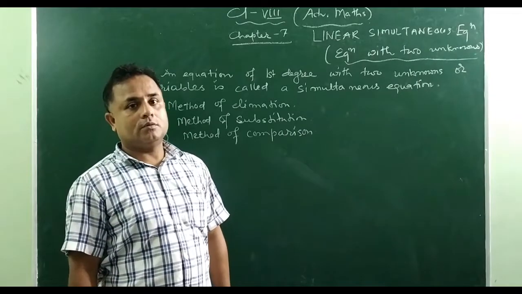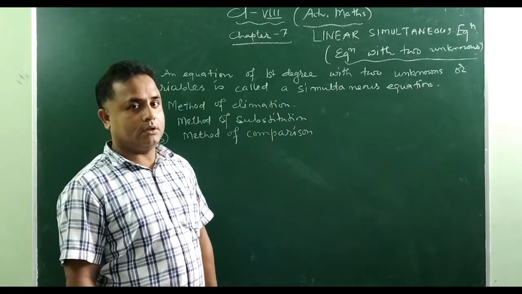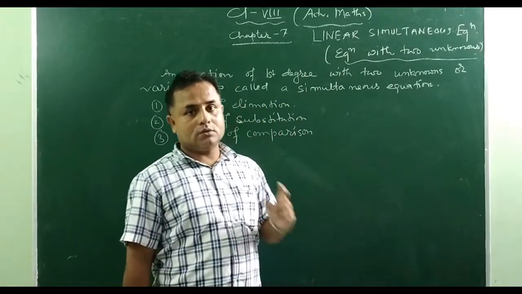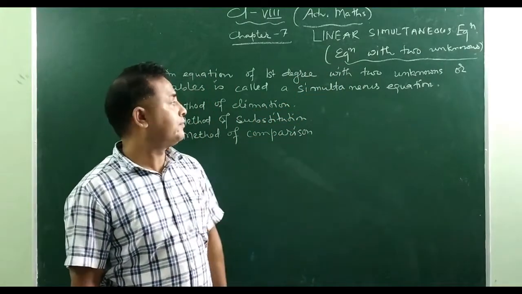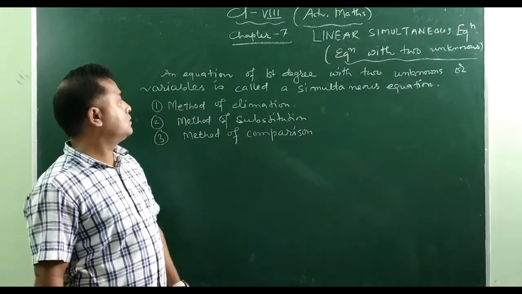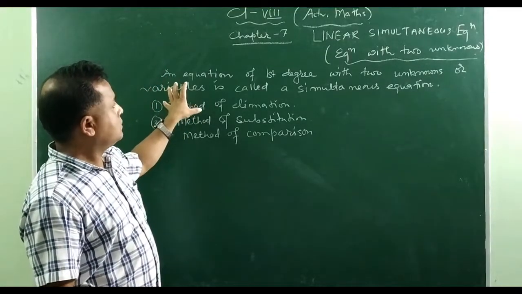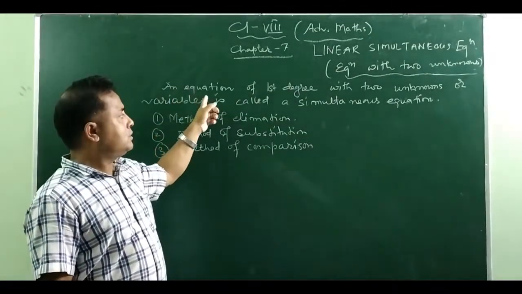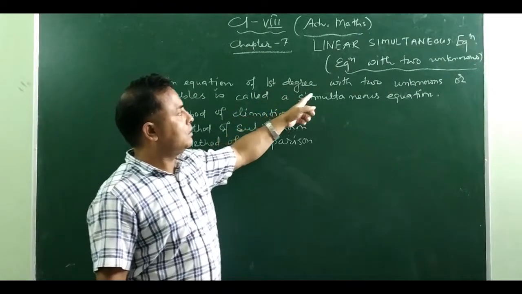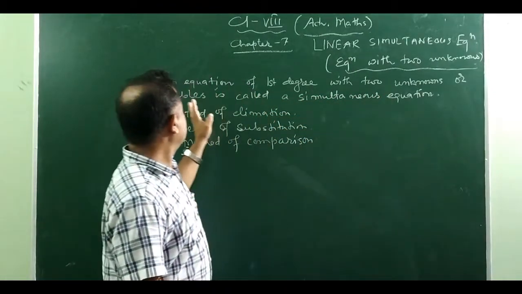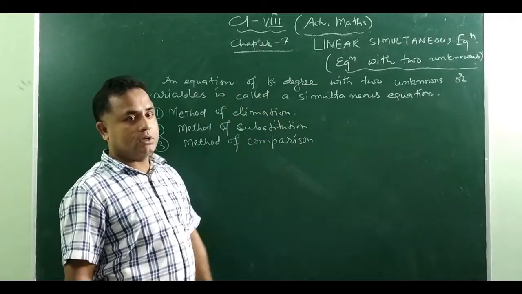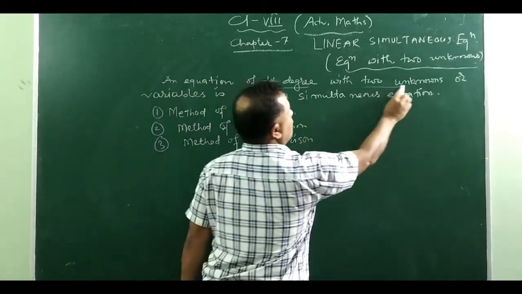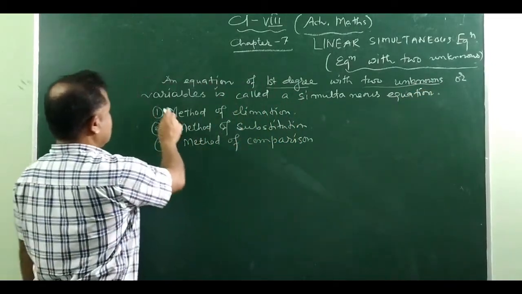Chapter 7 from your advanced math of class 8. The name of the chapter is linear simultaneous equation with two unknown variables. Let's first see the definition of simultaneous equations. It says that an equation of first degree with two unknowns or variables is called a simultaneous equation. Here the main point is first degree of the two unknowns or variables.